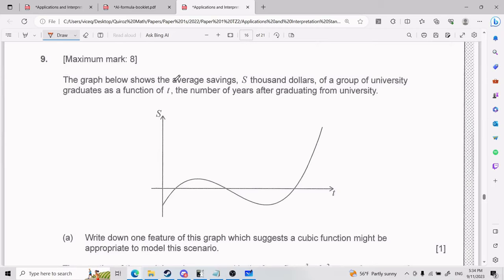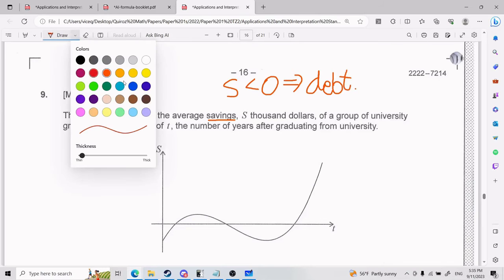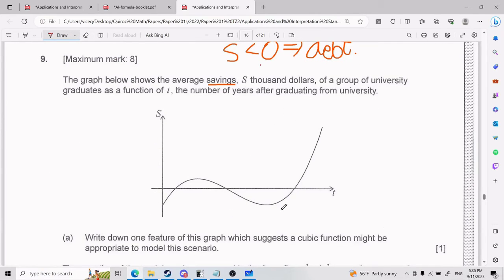So, S is average savings. See? So if S is negative, that means that you have negative savings, and negative savings means debt. So consider in this graph, where do I have an S that is negative? Because S is my Y value, right? Anything above the 0 is going to be positive, and anything below is going to be negative. So depending on whether I'm above or below the x-axis is whether it's positive or negative.